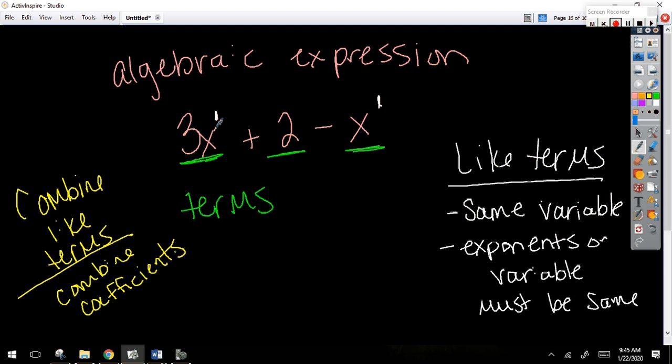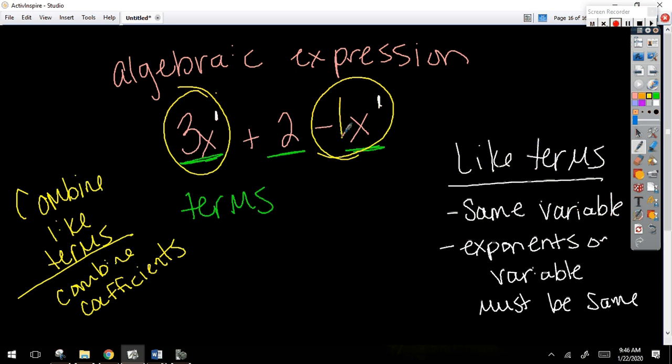Okay? So if I have, and I'm getting somewhere with all of this, I promise I am, if I have 3x and negative x, I don't see a number in front of this one. What does that mean? There's a 1. There's always a 1.